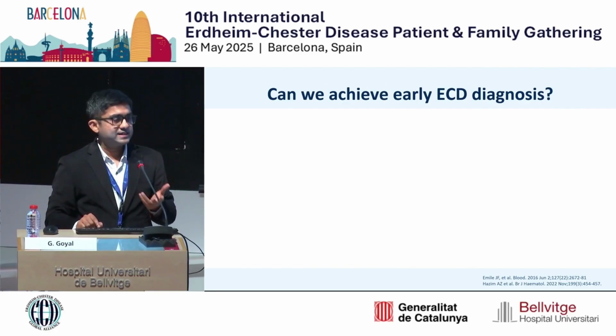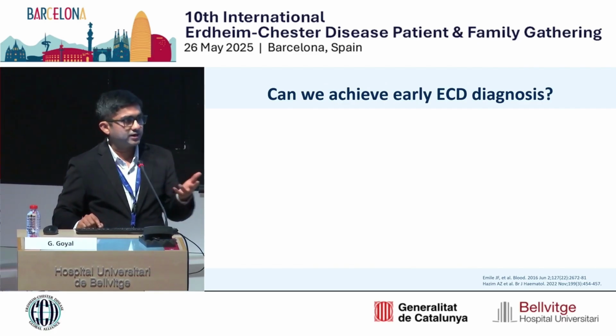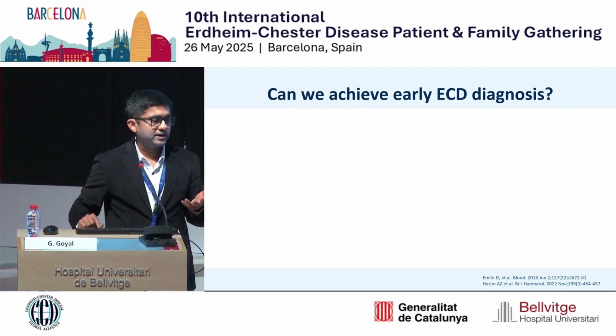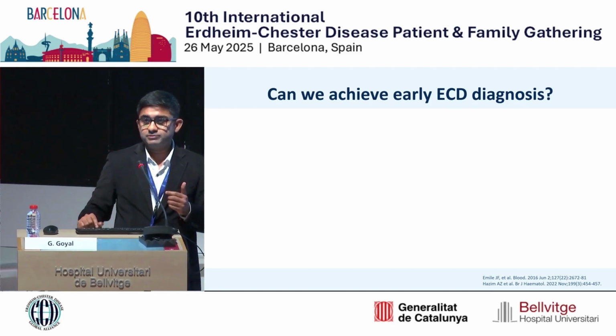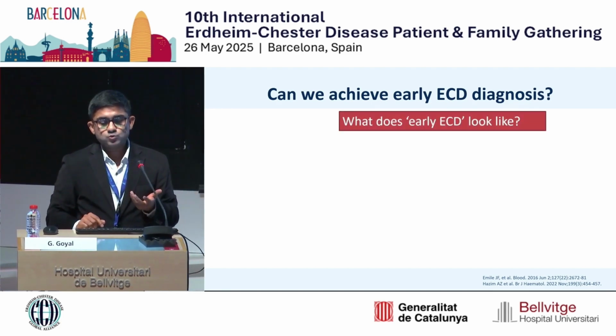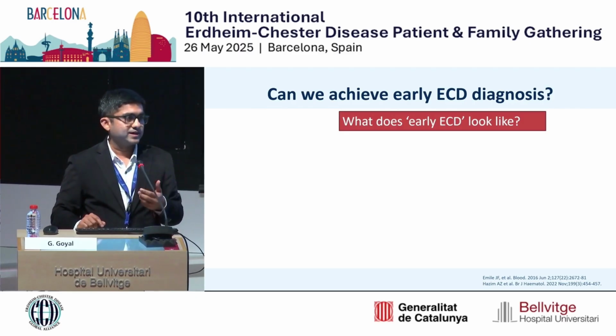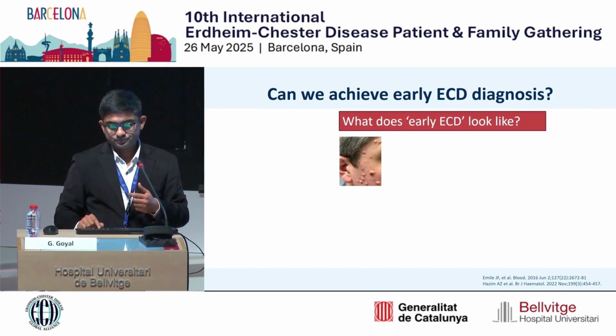So can we achieve early ECD diagnosis, really? We keep talking about getting ECD diagnosis early, and we start the clock from the symptom onset. Maybe that is not the right time to start the clock. But I really ask, what does early ECD look like? Have we even defined what stage 1 ECD is, or how it starts?